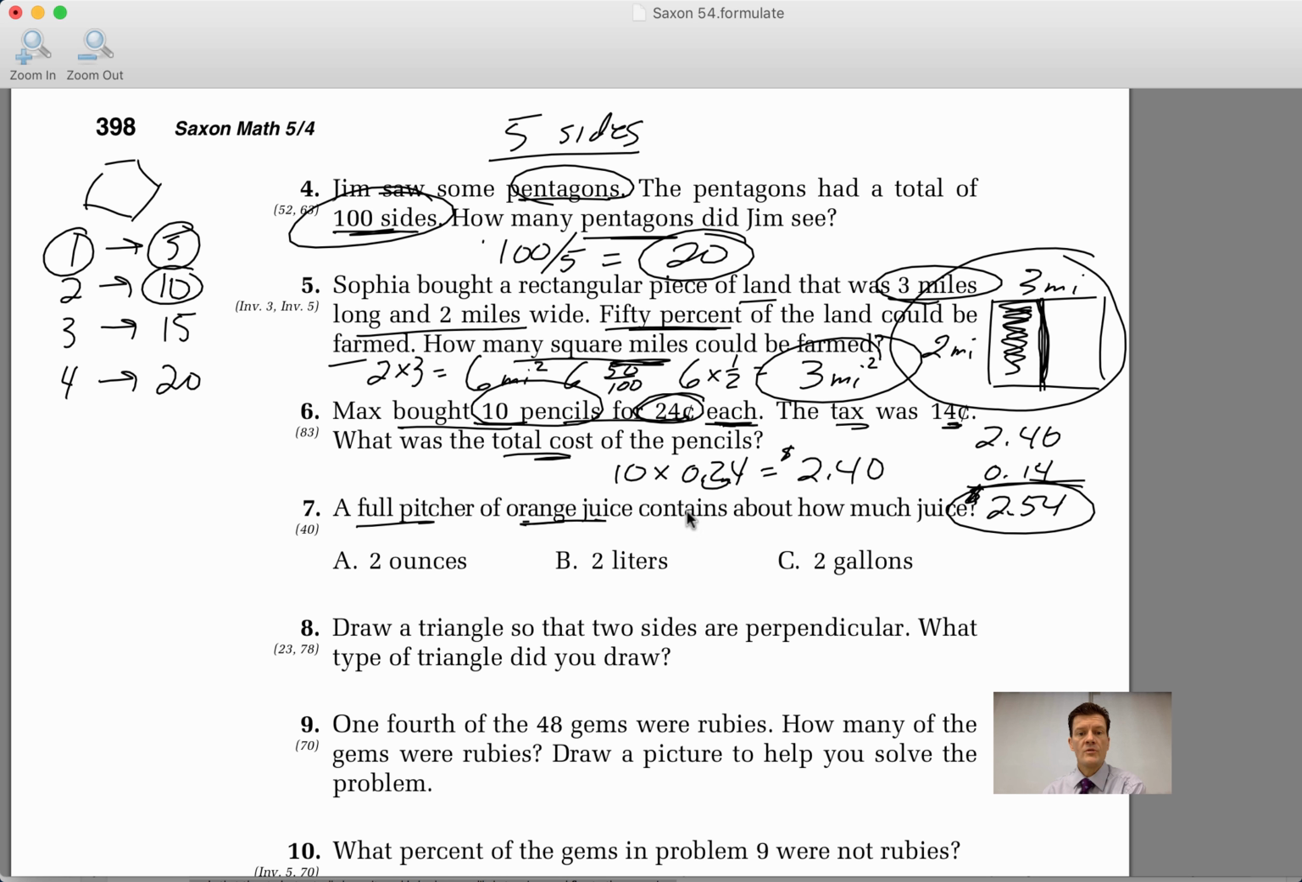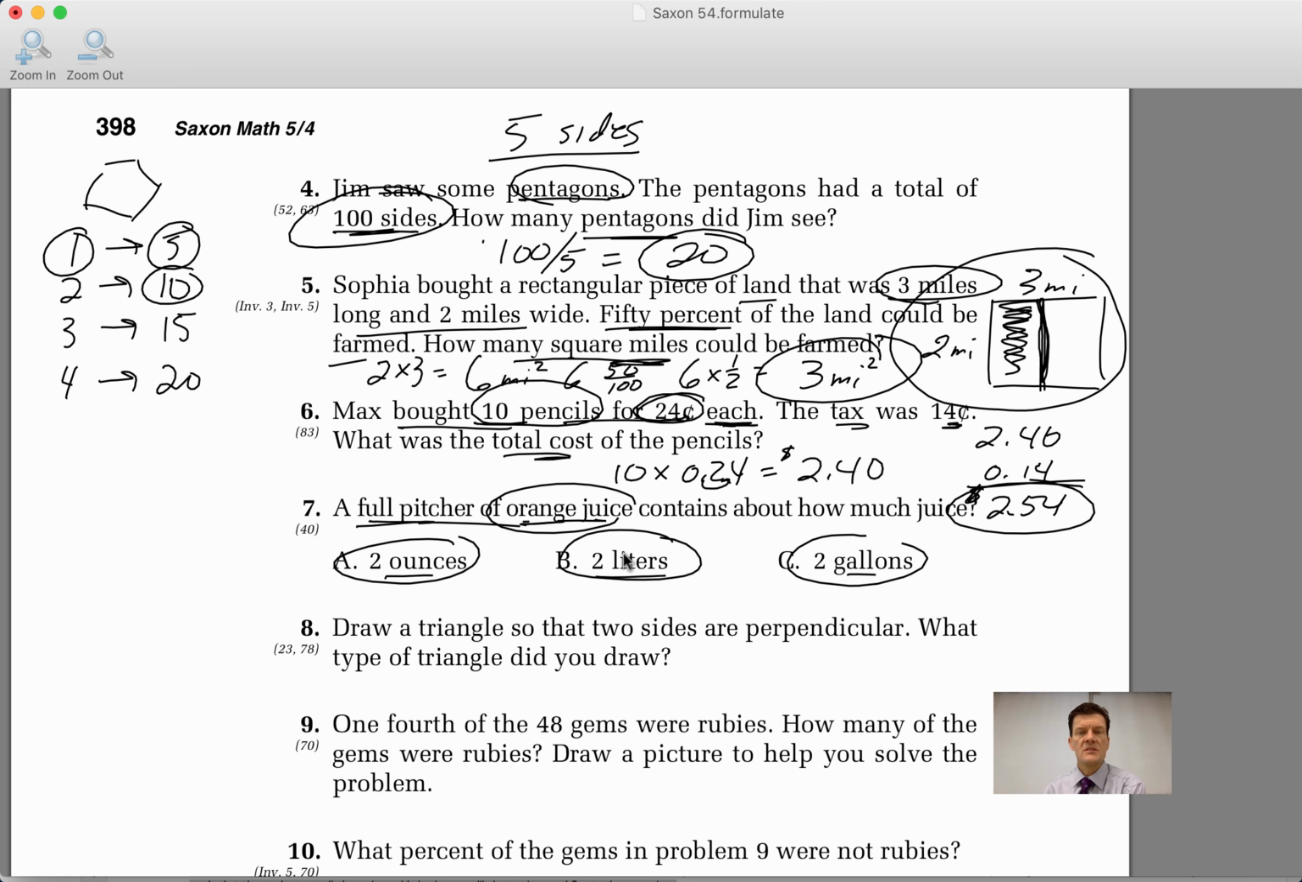A full pitcher of orange juice contains about how much juice? Oh, okay, so you're just estimating here. You're estimating which of these units would best describe a container of orange juice. Well, 2 ounces is just a small quantity. 2 gallons, if you think of a gallon jug of milk that they have in the United States, then 2 of those is a big amount of orange juice.